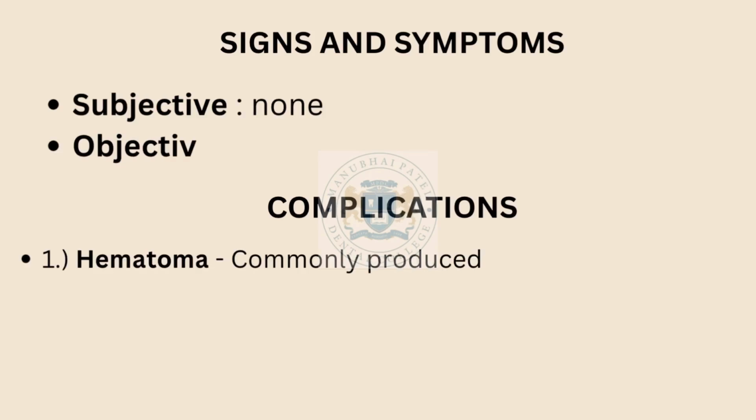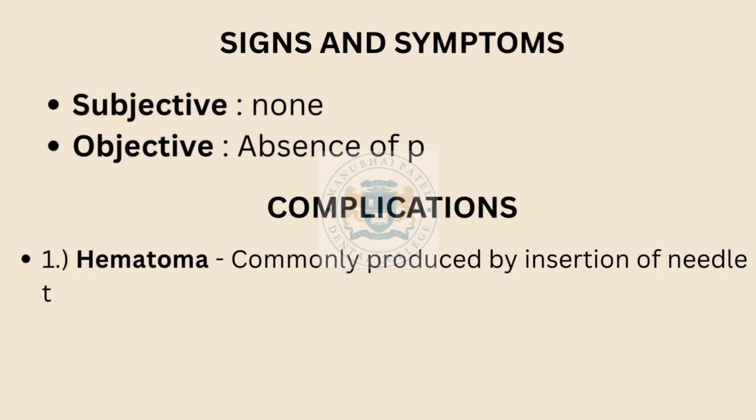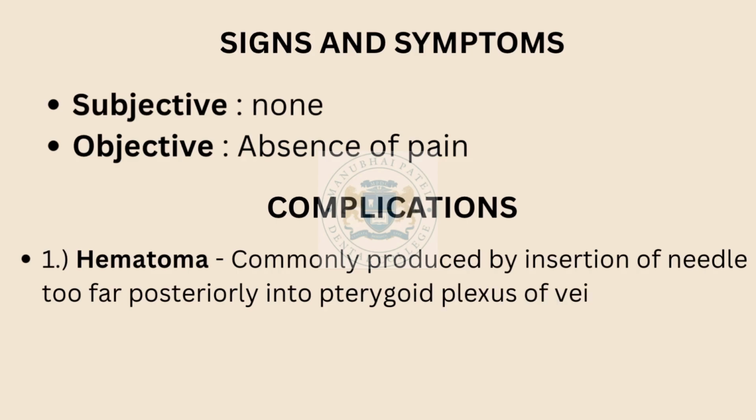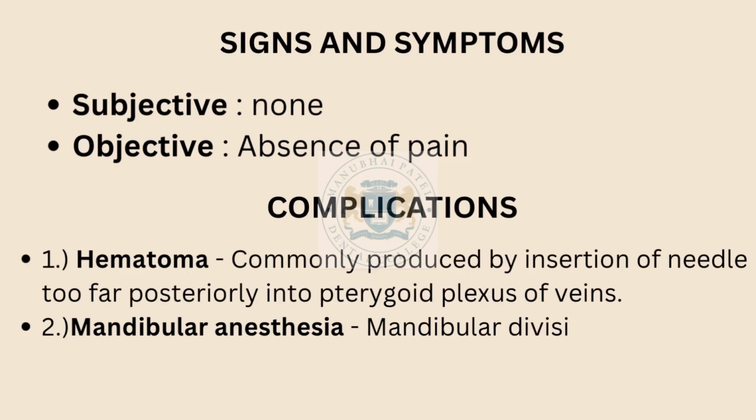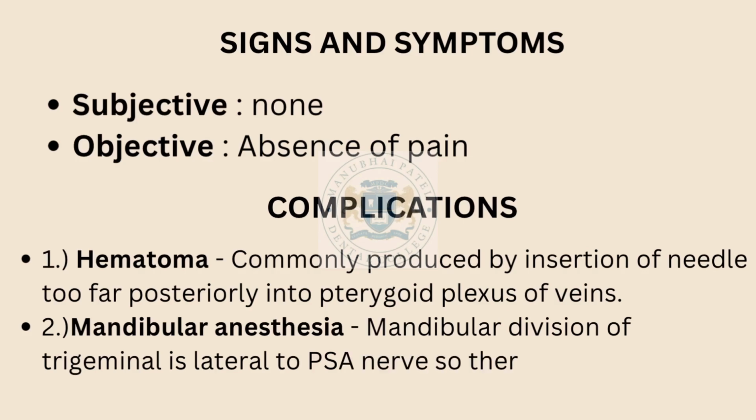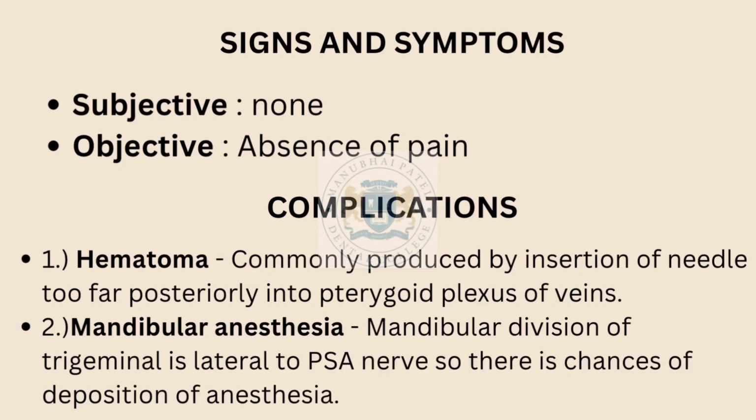What are its signs and symptoms? So subjective signs are none, and the objective sign is absence of pain. What are its complications? 1. Hematoma, commonly produced by insertion of the needle too far posteriorly into the pterygoid plexus of veins. 2. Mandibular anesthesia. The mandibular division of the trigeminal is lateral to the PSA nerve, so there is a chance of deposition of anesthesia.